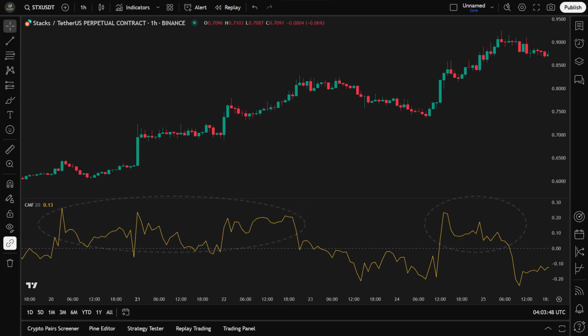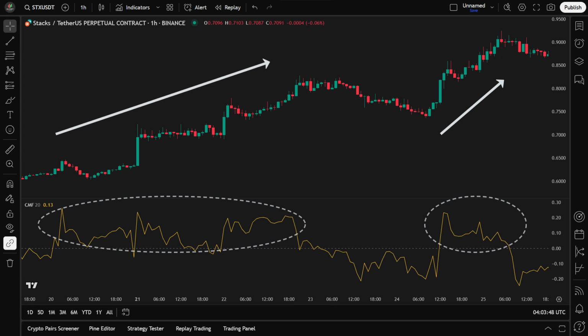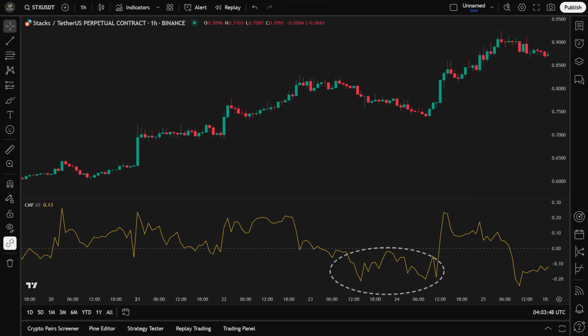In simple terms, when CMF is above zero, it indicates buying pressure. When CMF is below zero, it indicates selling pressure. We'll use this signal to guide our buy and sell decisions in the strategy.